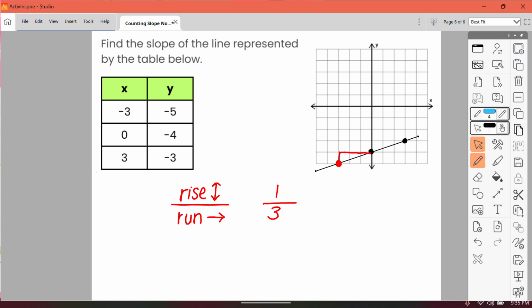And you can check it with your second set of points. Let's get that blue again. Now, if I'm going from the blue point to the black point, I rise 1 and I run 1, 2, 3. And I get the same slope, 1 over 3. And now that tells anybody in the world who has ever studied slope how steep this line is. Not just that it has a positive slope, but exactly how steep it is. And that's all there is to counting slope. Great job, guys.